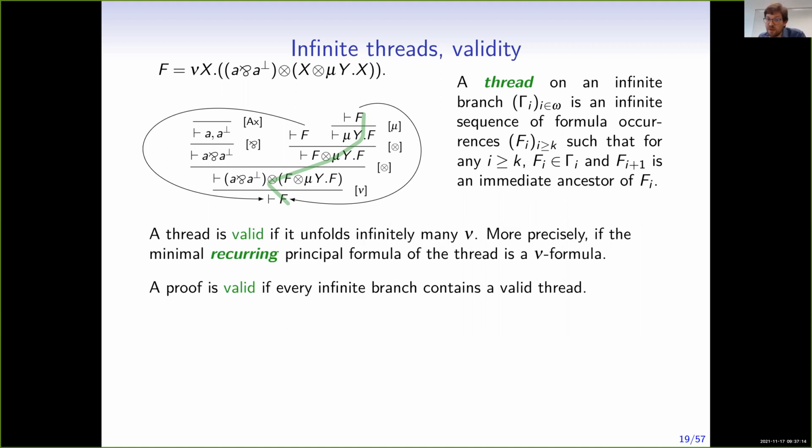And the thread will be said to be valid essentially if it unfolds infinitely many nu's. That's a bit too weak to state it this way. More precisely, the condition to be valid is that the minimal formula which occurs infinitely often on a thread shall be a nu formula. And that is essentially what I showed you on the previous slide for Fisher-Ladner subformulas. The proof will be said to be valid if every infinite branch contains a valid thread.